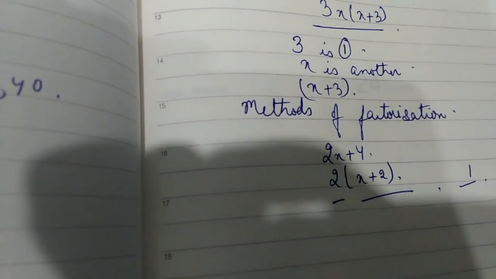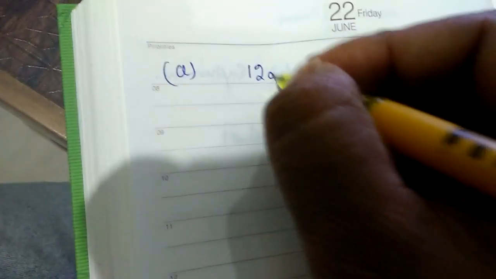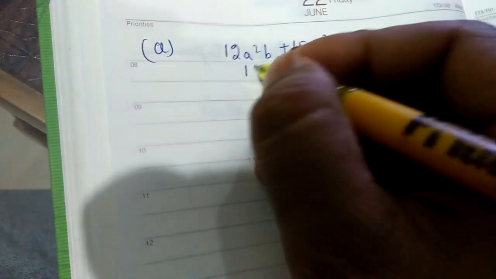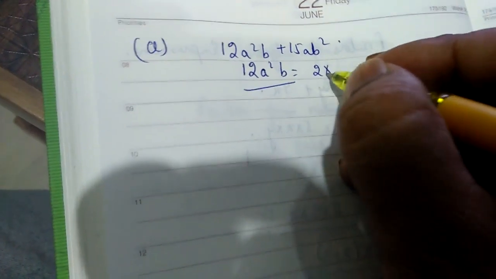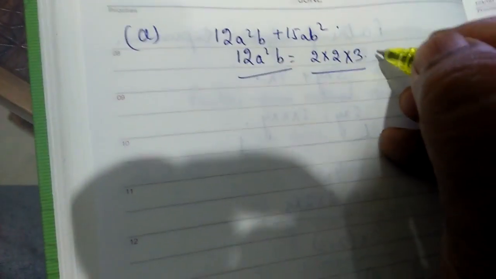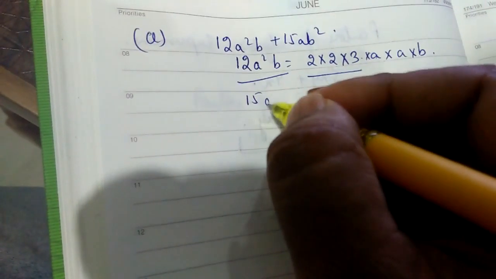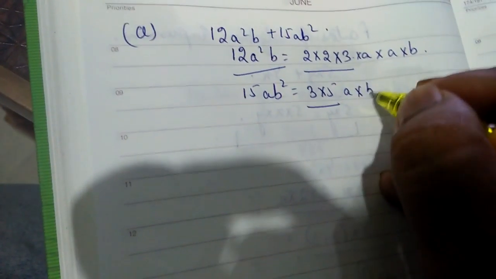So let's say we have another number. Let's say we'll discuss a question with this. That will be much better. So the question is 12a square b plus 15ab square. In order to understand it better, we will split the first term first. So 2 into 2 into 3, so this is 12. 2 2 are 4, 4 3 are 12. A square into a into b. Now 15ab square is equal to 3 into 5, which is already in prime factor form, b into b.